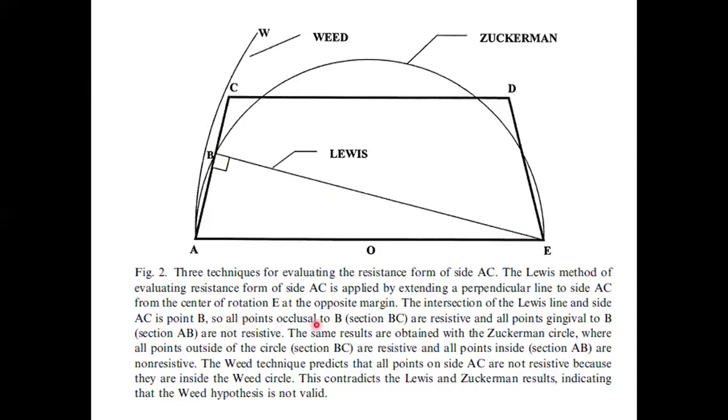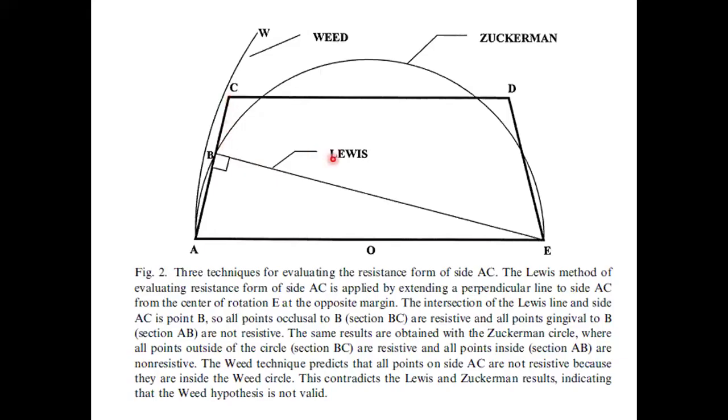So all the points occlusal to B. The area found above B, that is BC, is resistant or resistive, and all points gingival to B, that is all points located here, in the region covered in this AB region, are not resistive. So for this kind of preparation, the resistance form is given from this region, that is your BC.